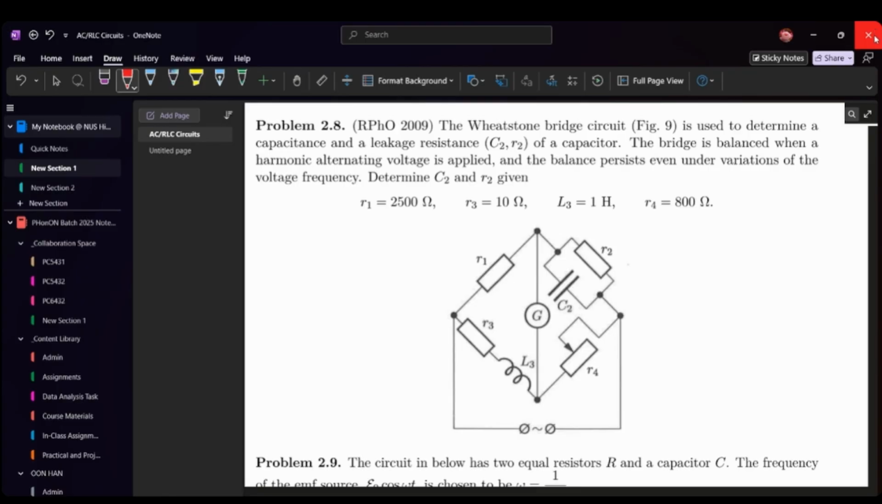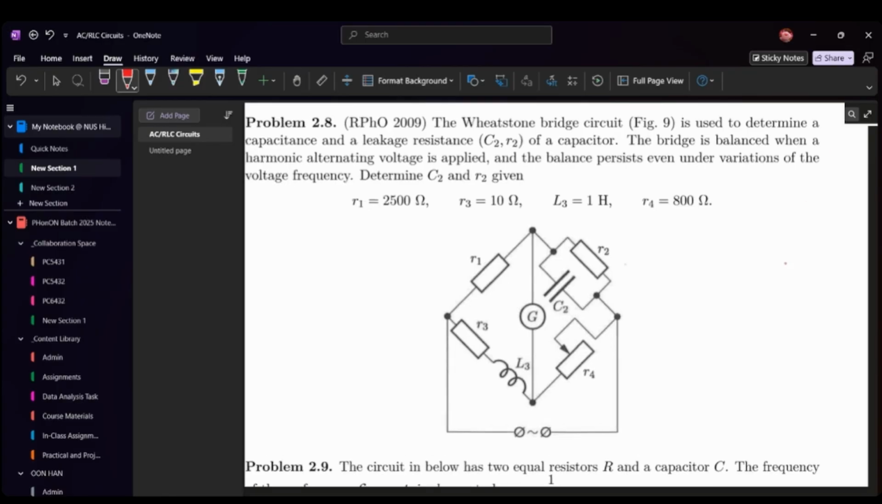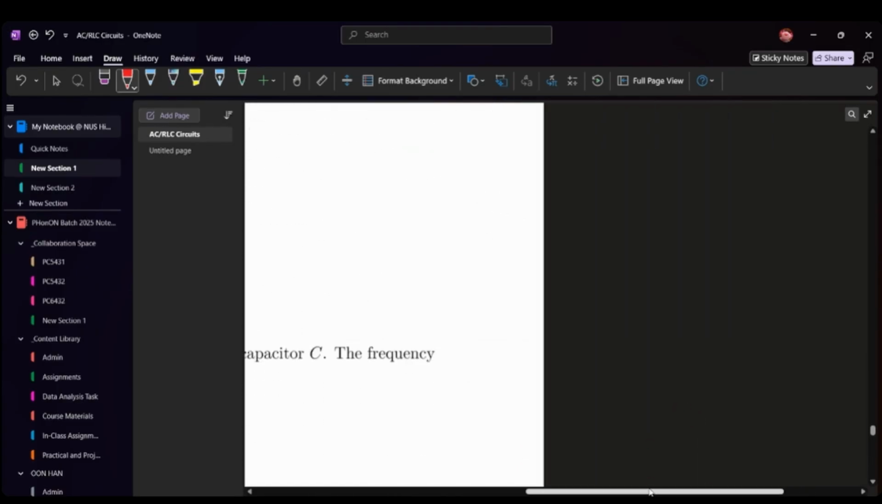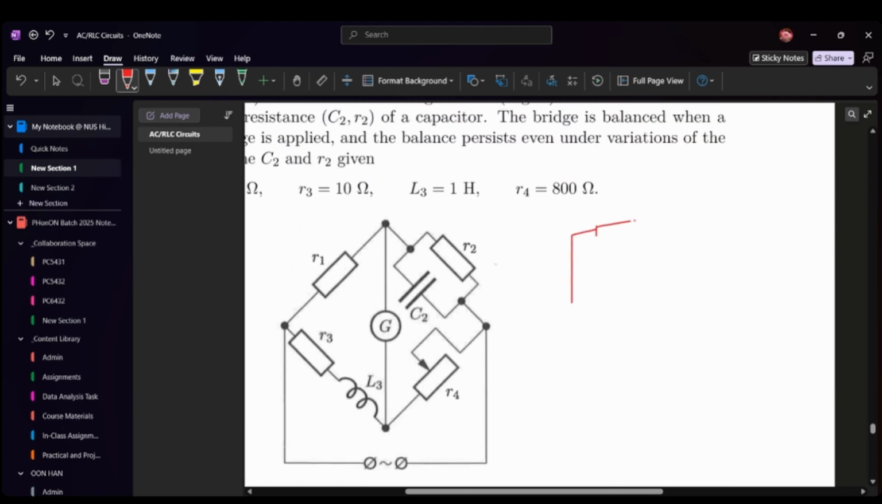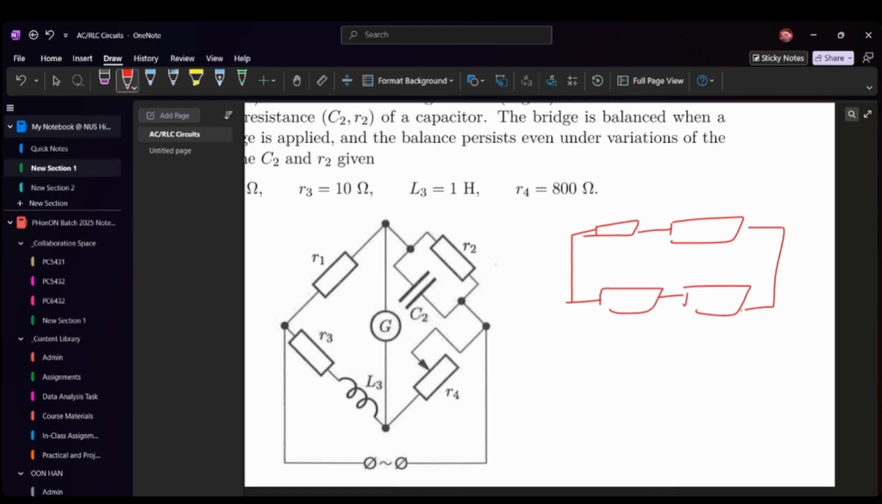You've got to remember that in a Wheatstone bridge setup, which looks something like this: R1, R2, R3, R4, and you have a connection here, right?